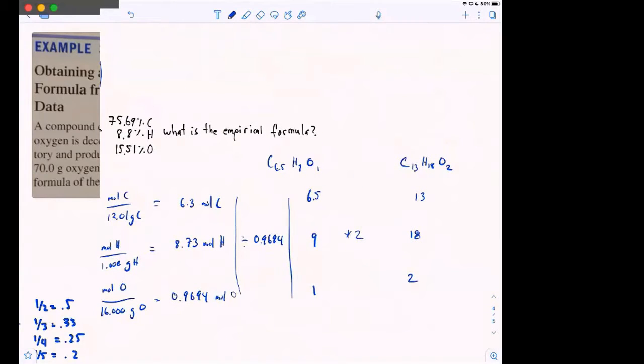If you can't read this, 1/2 is 0.5. 1/3 is 0.333, it's the Z bar. 1/4 is 0.25, and 1/5 is 0.2.